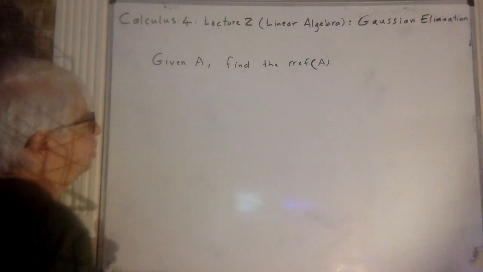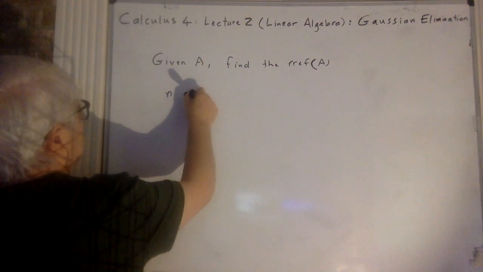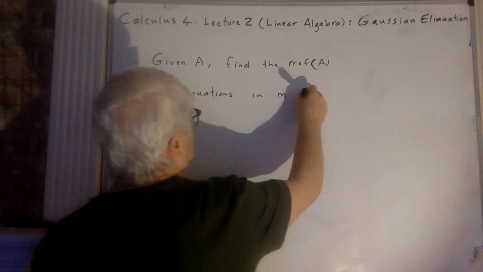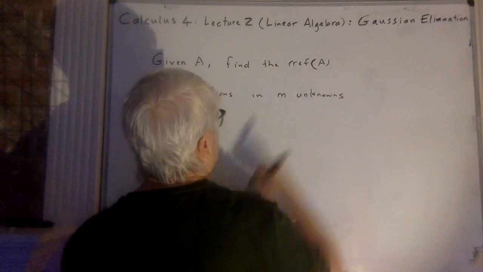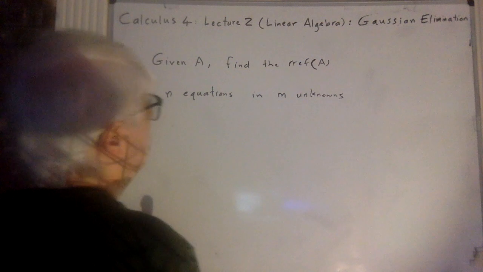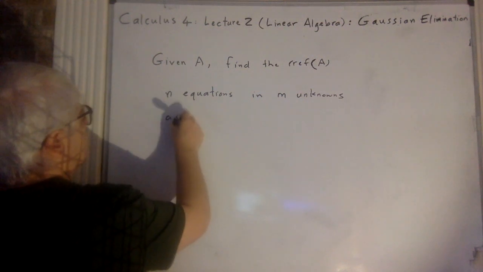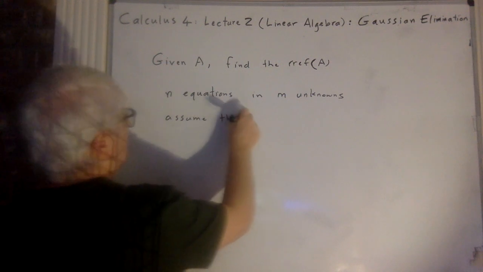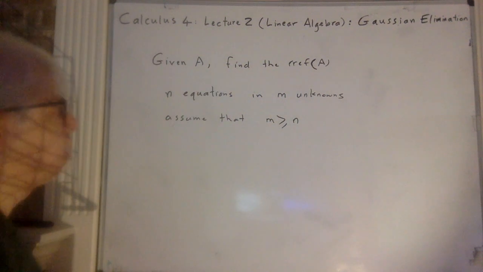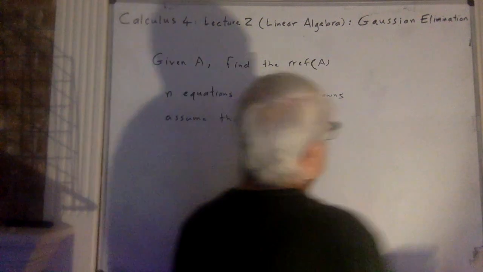So if we have, say, n equations and m unknowns, let's assume that m is bigger than or equal to n. Okay. What if it's not the case? Let me just write some.